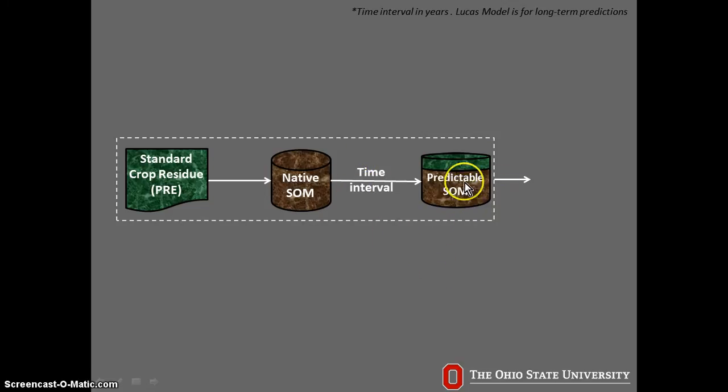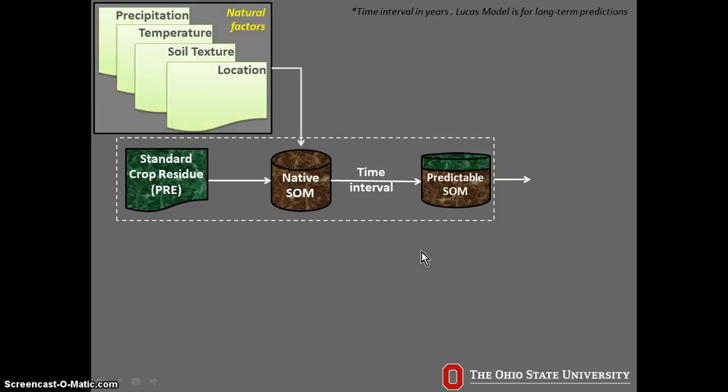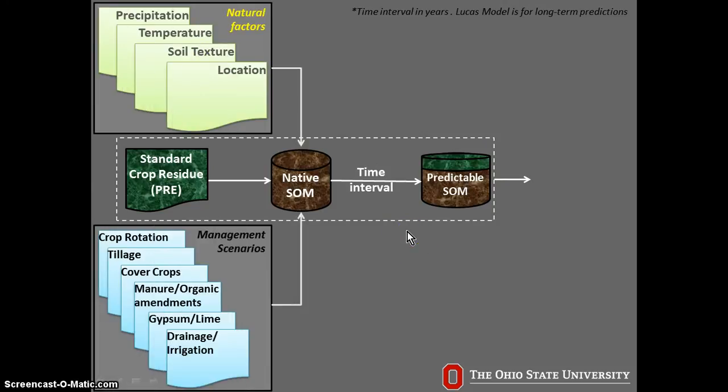Now these decomposition rates definitely get affected by some of the natural factors as well as some of the management practices that you have in the field, and also there are some losses of organic matter due to soil erosion. Now the SOM calculator takes into consideration some of the management practices, for example the crop rotation, tillage, cover crops, manure and drainage and irrigation, and then it also takes into effect the loss of organic matter due to erosion.